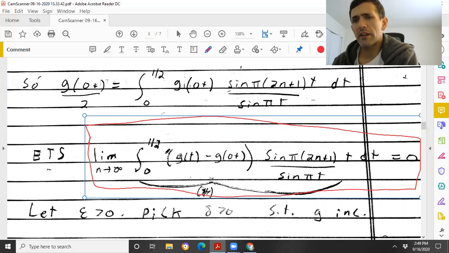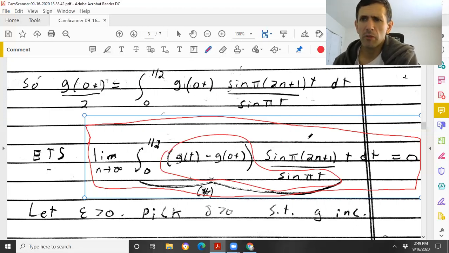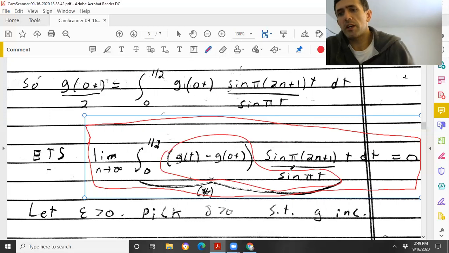But the reason why Dirichlet's theorem is quite simple is because this difference quotient here, when t is small, is basically like g of t minus g of 0 plus over t, because for t small, sine pi t is basically pi t. Sine pi t over pi t as t goes to 0 is 1. So I'm basically telling you how to prove Dirichlet's theorem.